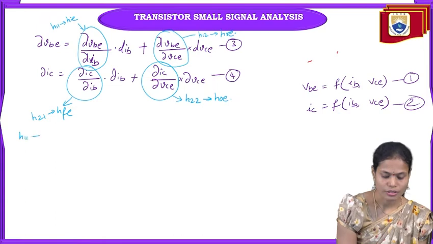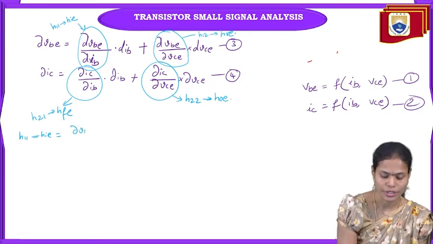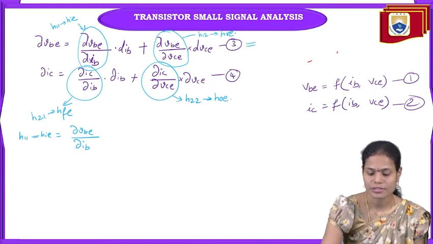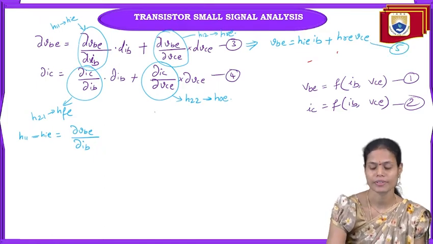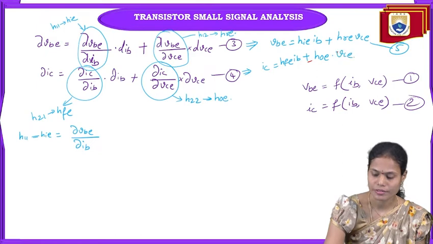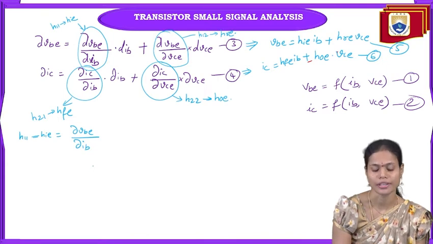H11, or HIE, is the variation of partial VBE by partial IB. Before moving to this, I can replace the third equation with VBE equal to HIE IB plus HRE VCE. I am taking it as the fifth equation. And the fourth equation I can write as IC equal to HFE into IB plus HOE into VCE. This is my sixth equation. From the fifth and sixth equations, we can find all the H parameters.